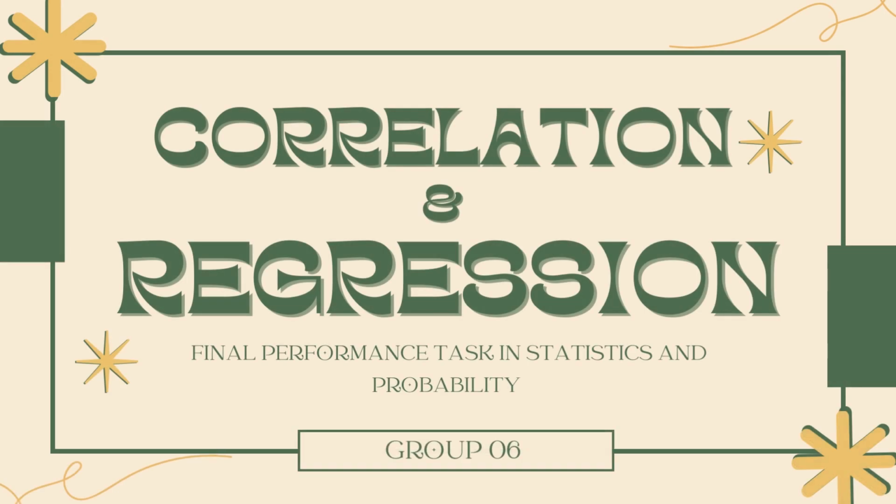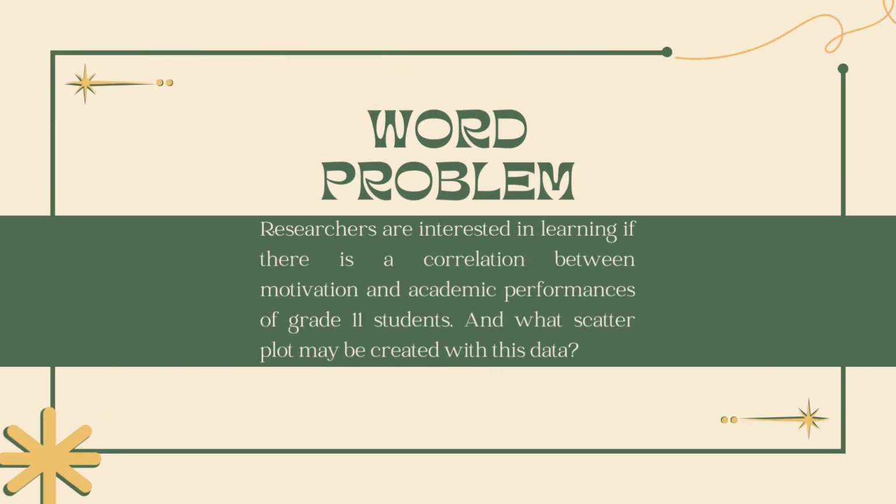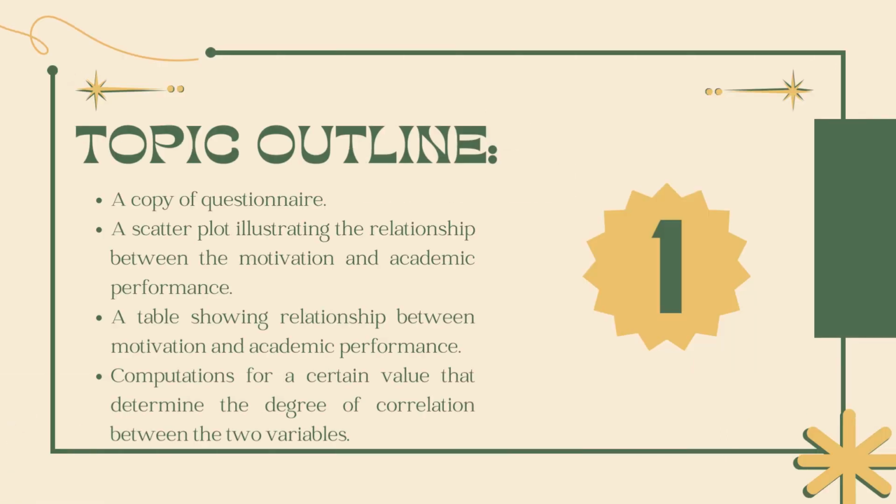Hello everyone, this is our final performance task in statistics and probability about correlation and regression. Our topic is all about motivation and academic performances of senior high school grade 11 students of NDMU IBED. And the word problem that we have made is: researchers are interested in learning if there is a correlation between motivation and academic performances of grade 11 students, and what scatter plot may be created with this data.